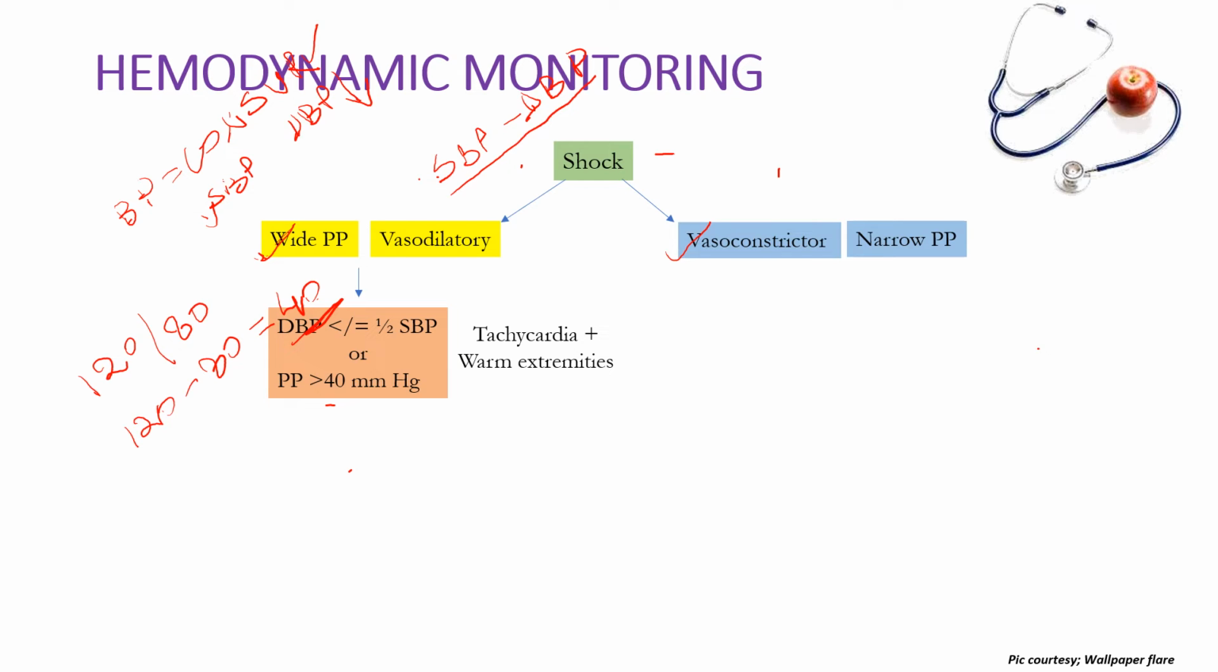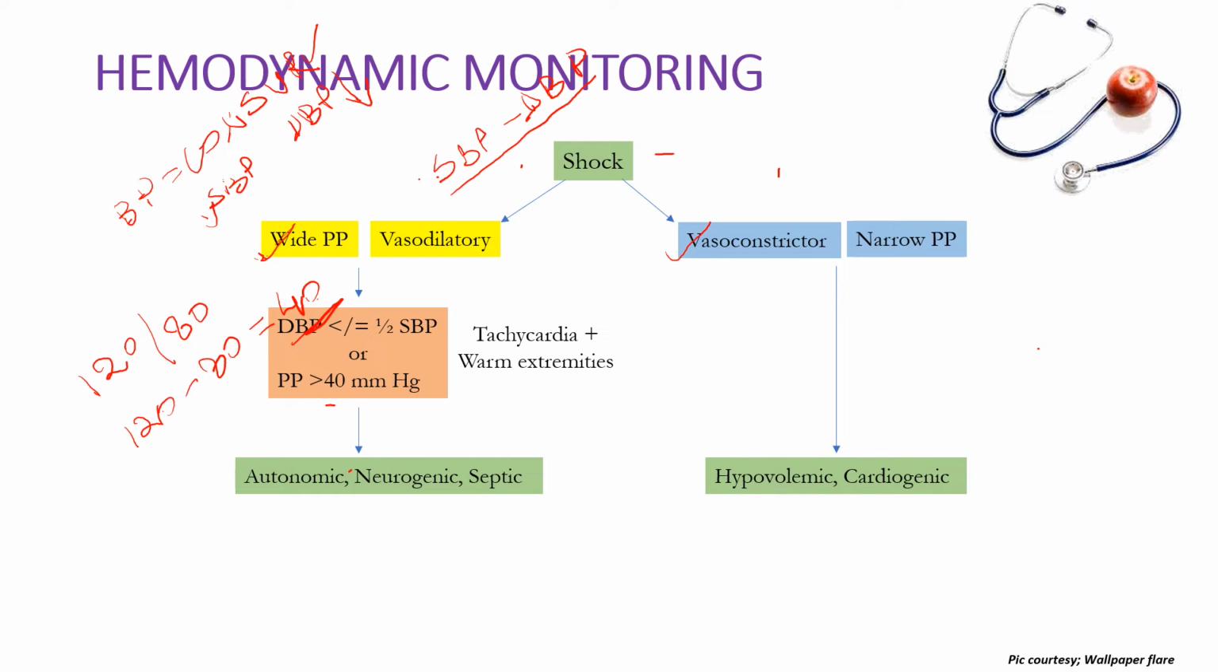And in case these conditions are associated with tachycardia and warm extremities, this is what we get in vasodilatory shock. Classical examples of which include autonomic, neurogenic, and septic shock. Classical examples of vasoconstrictor narrow pulse pressure shock include hypovolemic and cardiogenic shock.